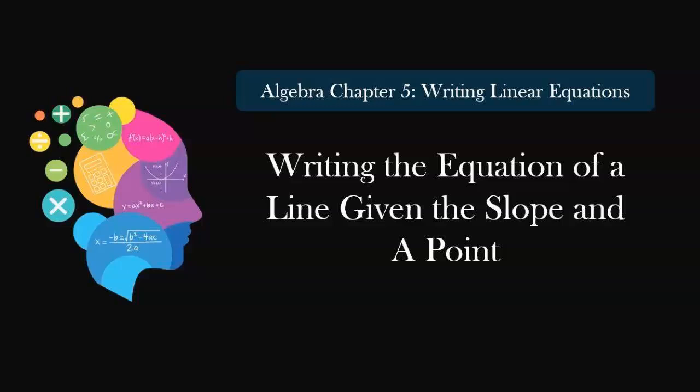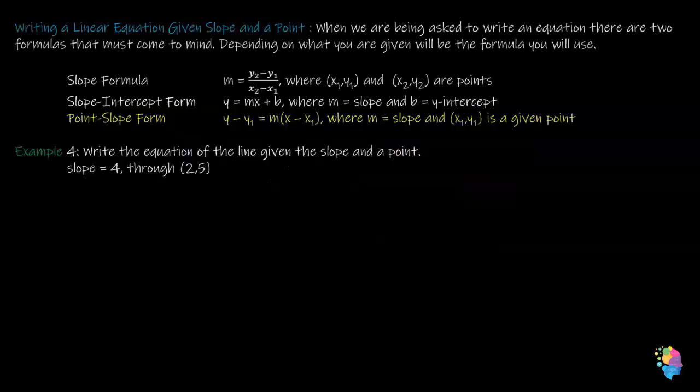In this video, we will learn how to write the equation of a line when we are given the slope and a point. Now, example 4 is asking us to write the equation of the line, but now we are given the slope and a point. Then the formula we're going to use is the one named point slope, because we're given a point and a slope. So let's write it down then.